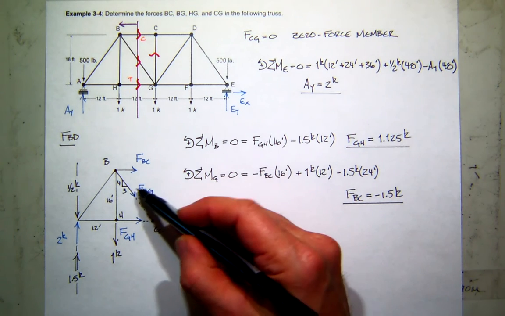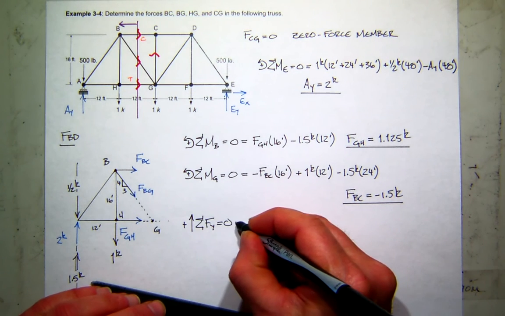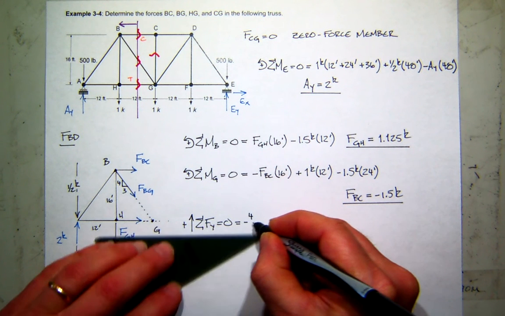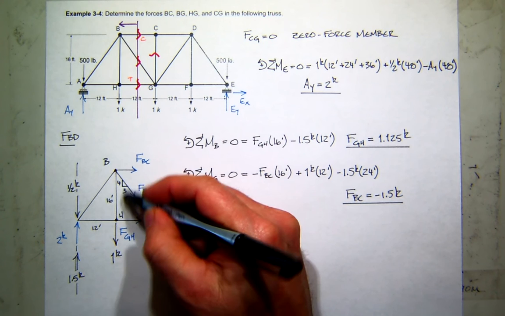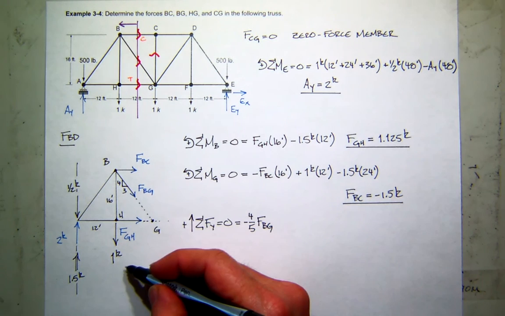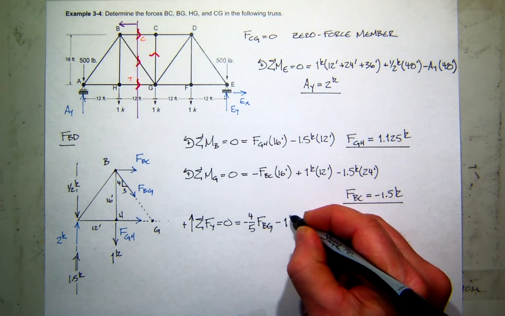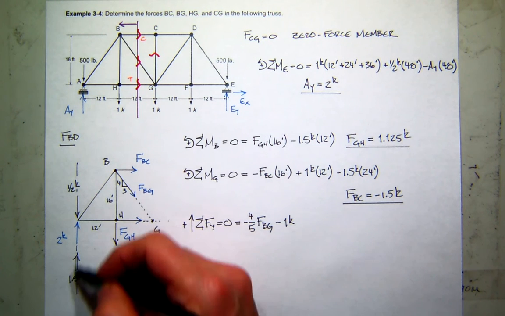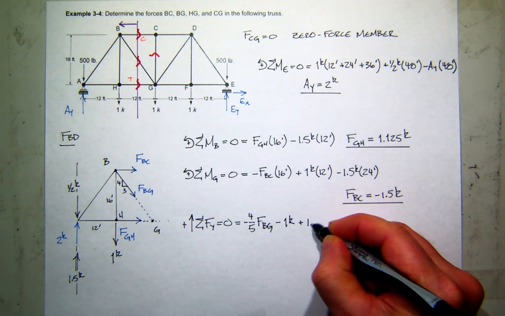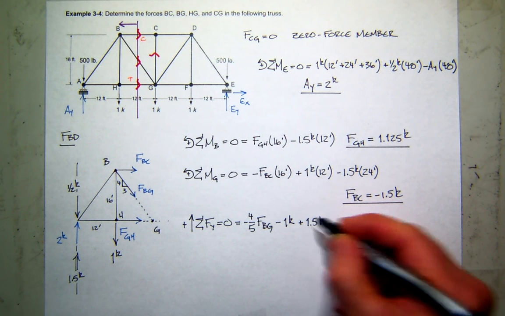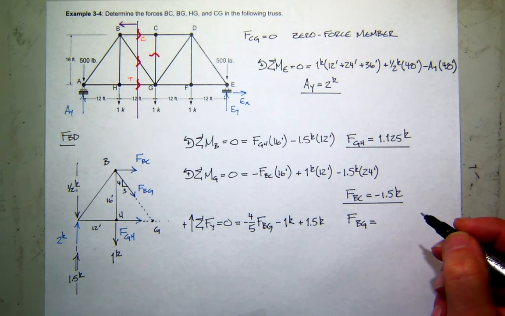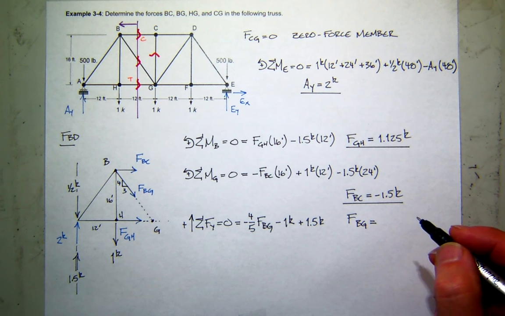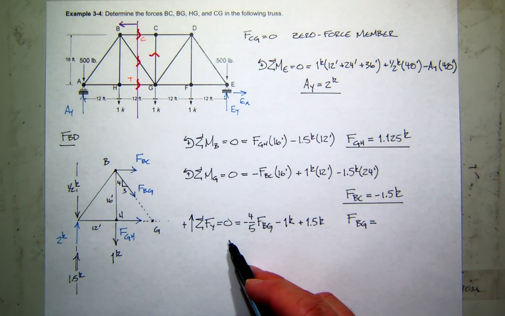The vertical component would be 4, and it's acting down. So I'd have 4 fifths of BG. That's this guy down. Who else is down or up? 1 kip is down at H, and then I've got my equivalent force acting up of 1.5 kips. So I should be able to solve for BG, and that's going to end up being in tension.